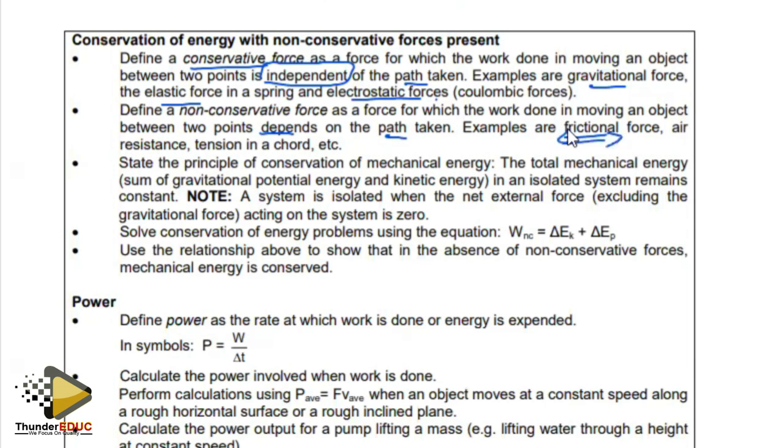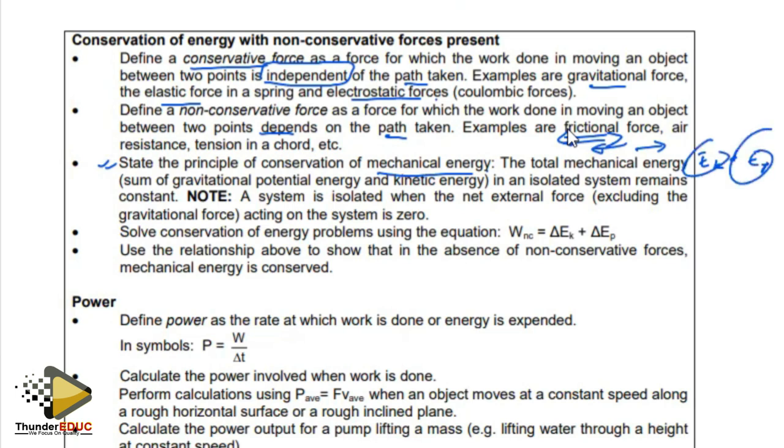We know that the direction of friction will always depend on the motion. So if the motion is moving east, friction must move west, and so on and so forth. And then we should be able to state the principle of conservation of mechanical energy. Mechanical energy is just a combination of the EK and the EP, the gravitational and the kinetic.